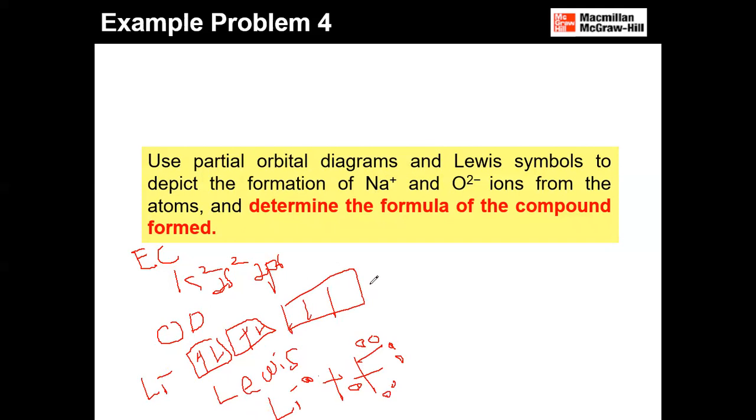For example, lithium and fluorine. Here the electron is transferred. So this one you have to know. Lithium becomes Li plus, and fluorine becomes F minus. This is basic in chemistry. In chemistry also, I think you will learn this symbol.